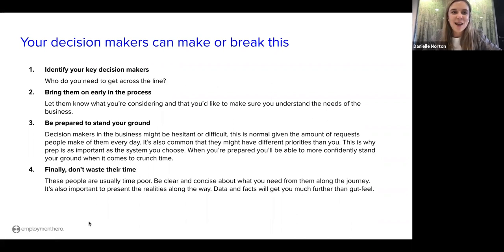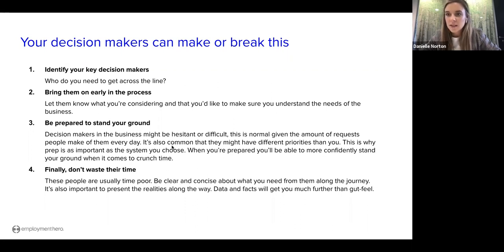In our experience, there are 4 key ways you can get your preferred solution across the line, starting with this first piece: who actually needs to be involved in the conversation? Oftentimes what I've seen with many customers is they involve every single person of their leadership team, when in reality it might just be one person. The easiest way is to figure that out and simplify, and bring them on as early as you can in the process.